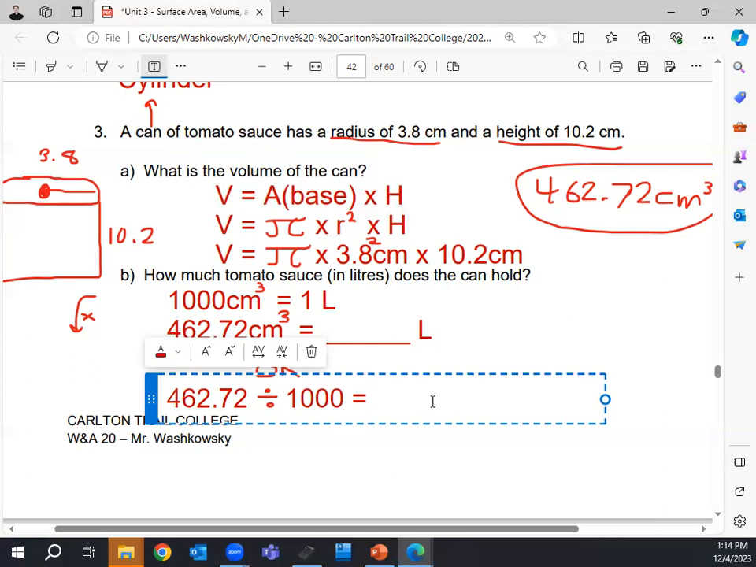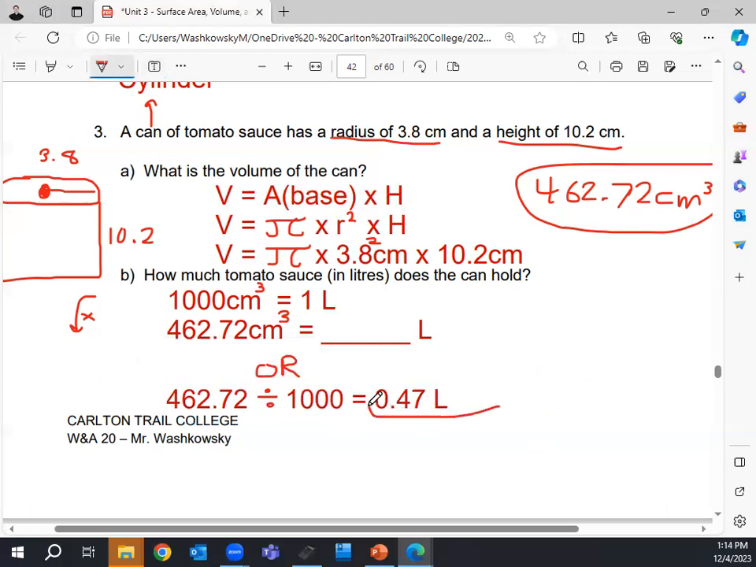But so this is pretty simple. All I need to do is divide this by 1,000. I'm going to get 0.4672. Let's just round that up. 0.47 liters. So about half a liter is how much it can fit.